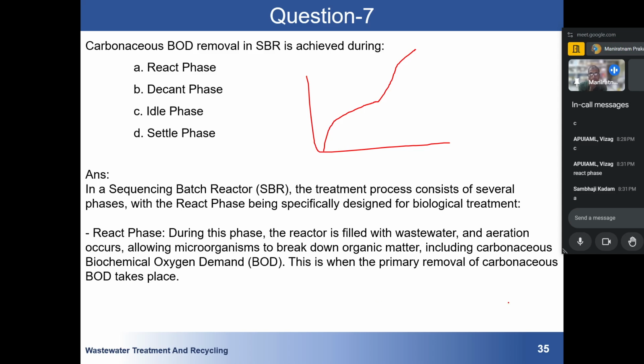In a sequencing batch reactor, the treatment consists of several phases, with the react phase specifically designed for biological treatment. So here all the aeration will be given, and microbes will be degrading our organic matter. So yes, the correct answer is A, that is react phase. During this phase, the reactor is filled with wastewater and aeration occurs along with the microorganisms to break down the organic matter, including the carbonaceous BOD. This is where the primary removal of carbonaceous BOD takes place. So A is the correct answer.